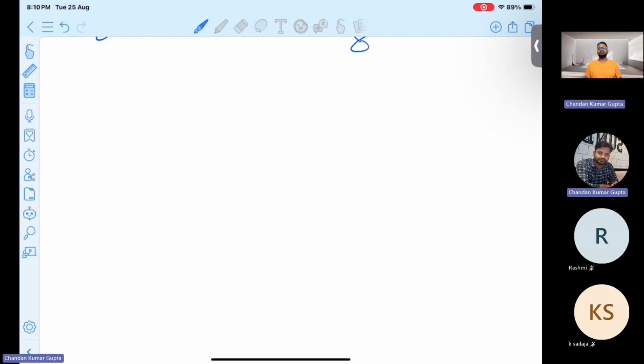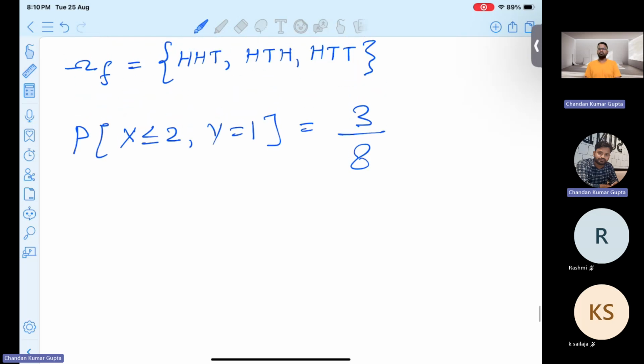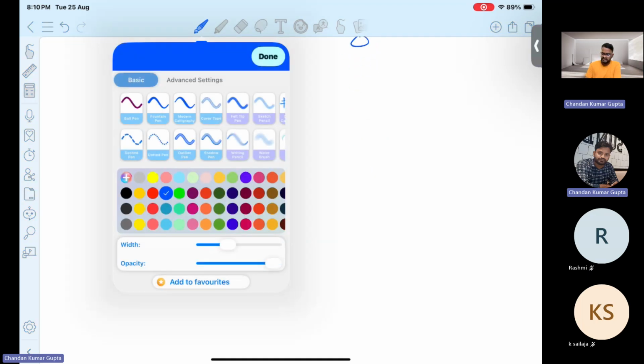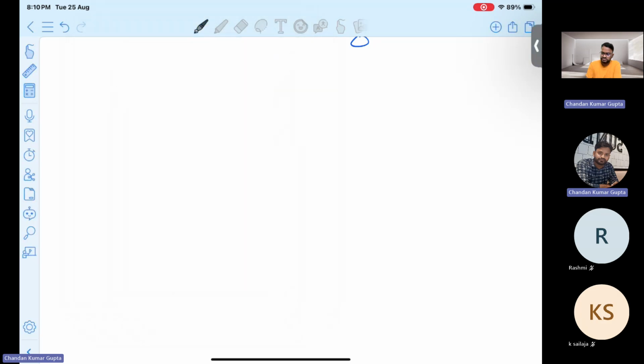Okay. So you can solve this, you can calculate the joint probability using the probability mass function. Let me know. We will go for the next question now.